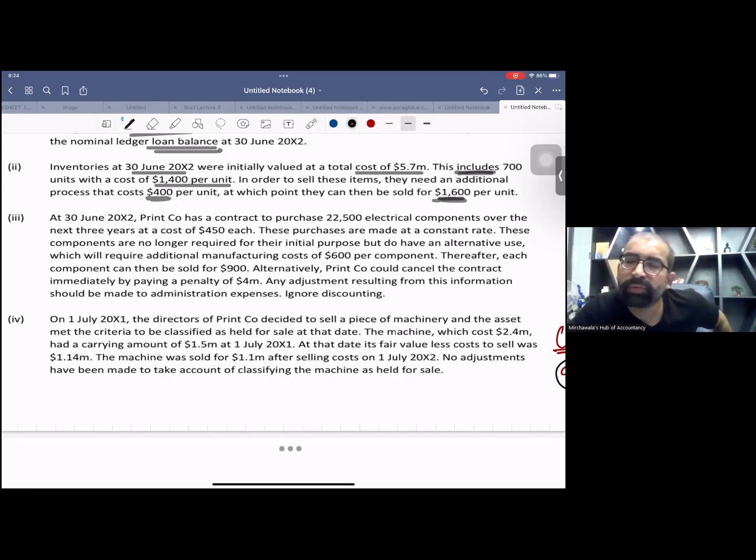Hope you remember the workings of onerous contract. In the onerous contract, you used to book provision for the lower of the two.